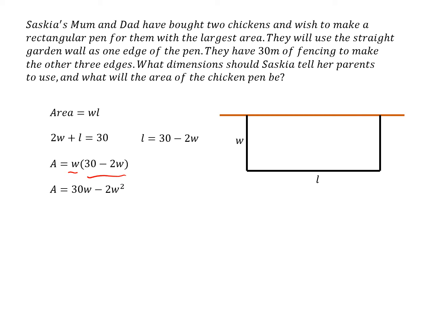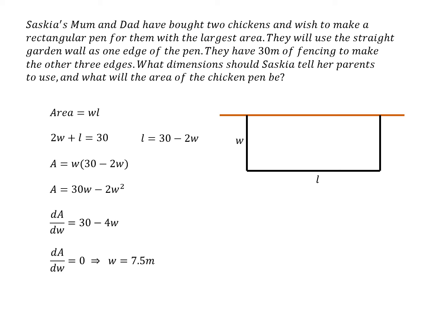Before differentiating, I'm going to multiply the brackets out to give an expression for the area in terms of just one variable. So now I'm ready to differentiate. What do I get when I differentiate? If we've got A as a function of W, then when we differentiate we get dA/dW, and that's 30 minus 4W. And if we want to find the largest area, then we make dA/dW equal to 0.